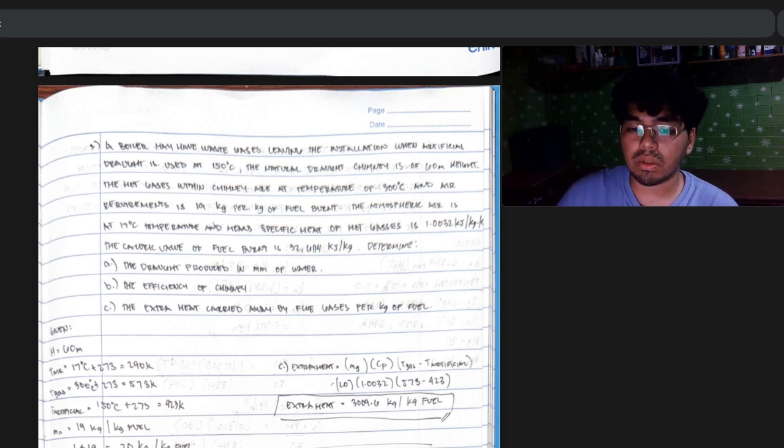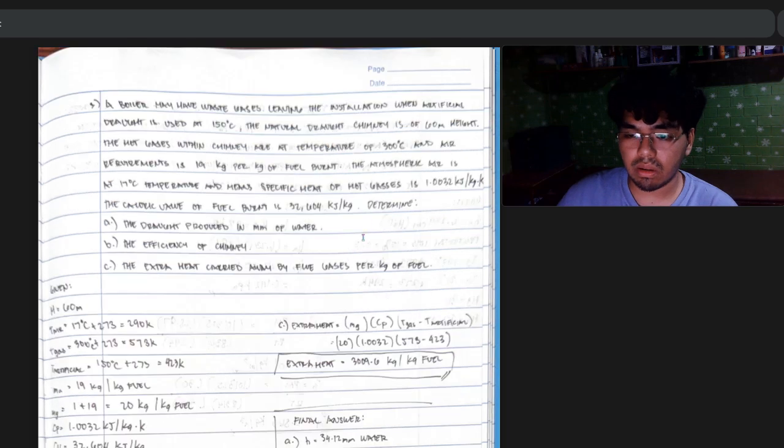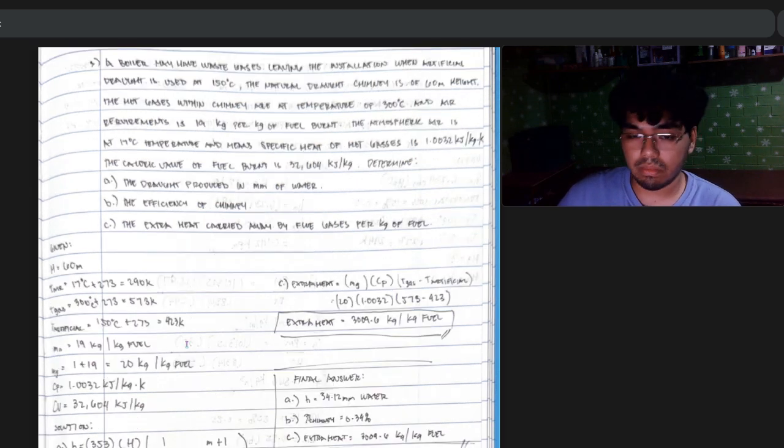Temperature and mean specific heat of hot gases is 1.0032 kilojoules per kilogram Kelvin. The caloric value of fuel burned is 32,604 kilojoules per kilogram. Determine A, the draught produced in millimeter of water, B, the efficiency of chimney, and C, the extra heat carried away by flue gases per kilogram of fuel.